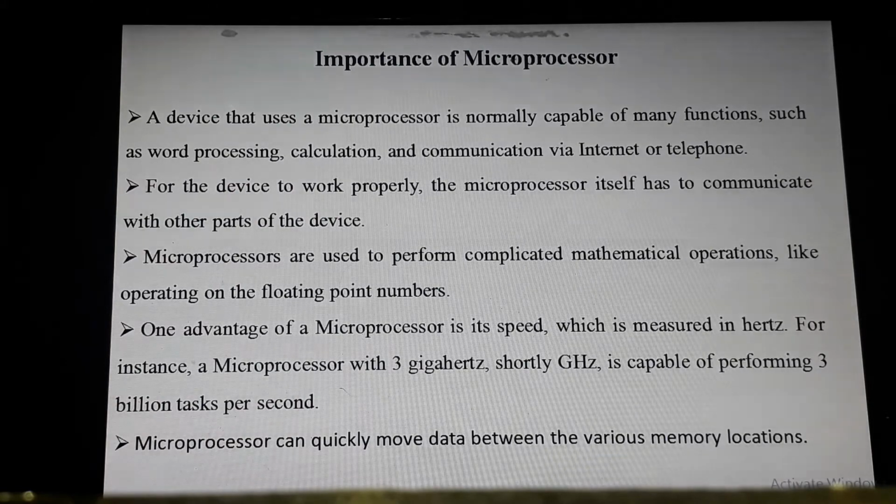Now, the importance of the microprocessor, or why we are studying this subject. The first importance is that a device that uses a microprocessor is normally capable of performing many functions simultaneously. The second importance is that for the device to work properly, the microprocessor itself has to communicate with other parts of the device. The third importance is that microprocessors are used to perform complex mathematical operations like floating point numbers. And the fourth and most important advantage is speed, which is measured in gigahertz, and a microprocessor is capable of performing billions of tasks per second. The last importance is that the microprocessor can quickly move data between the various memory locations.